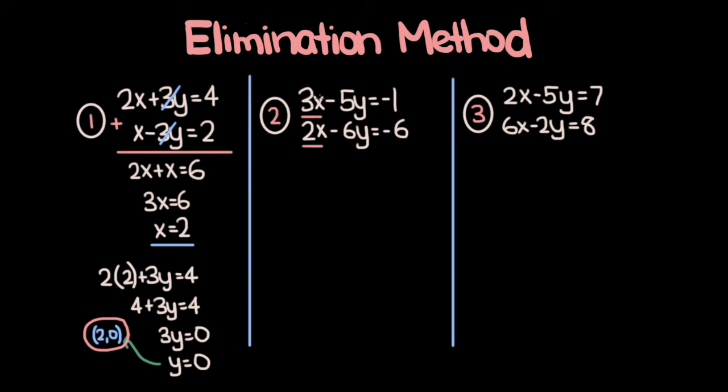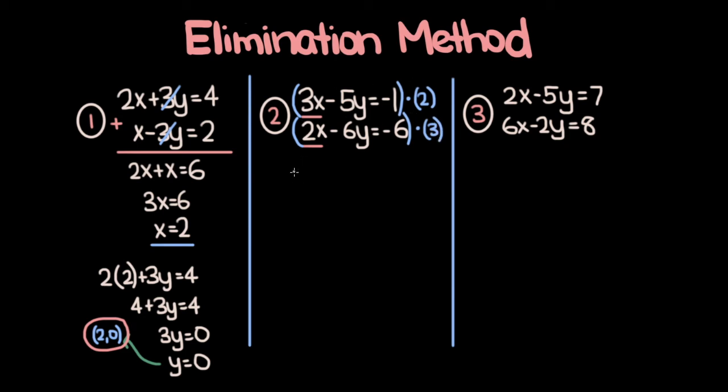So if we can find some way to get 6x in the first equation and 6x in the second equation, while still preserving the equations, then we can eliminate like we did in the first problem. And the way we're going to get 6x in the first equation is by multiplying the entirety of that equation by 2, and the way we're going to get 6x in the second equation is by multiplying the entirety of that equation by 3.